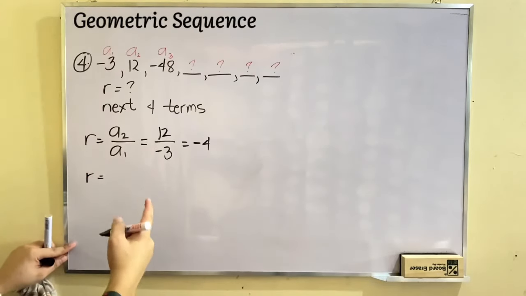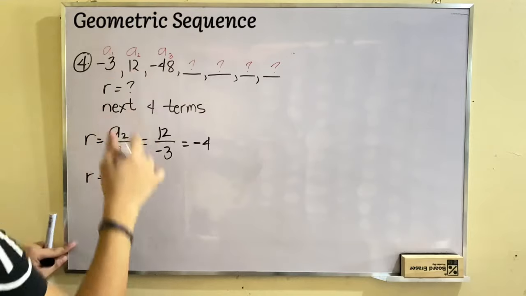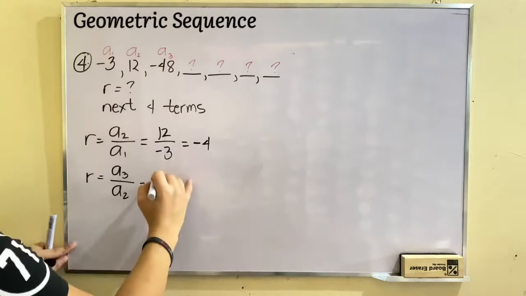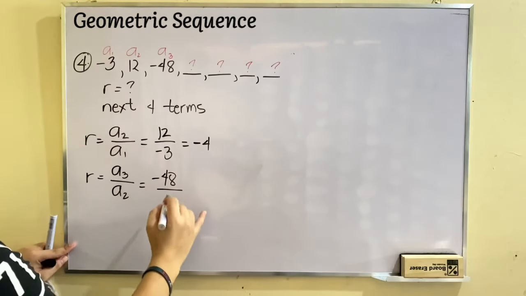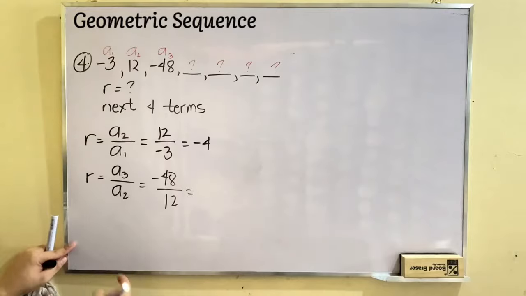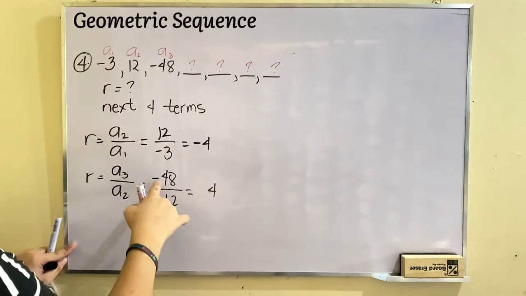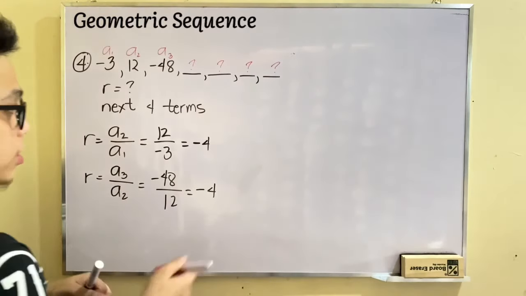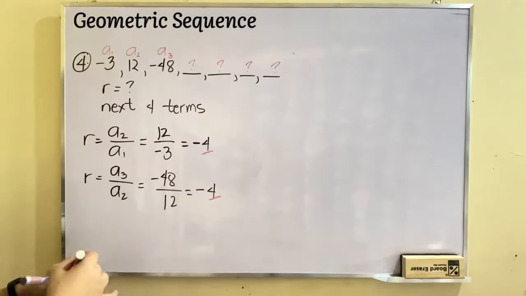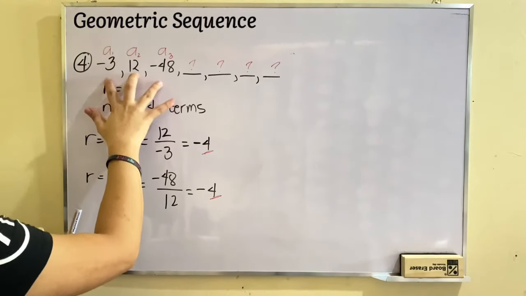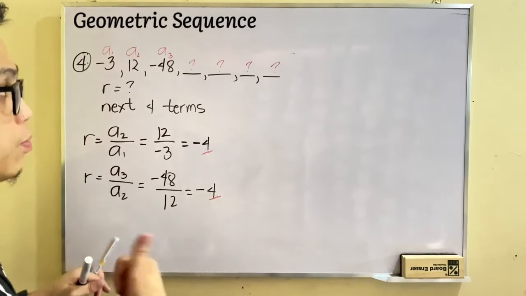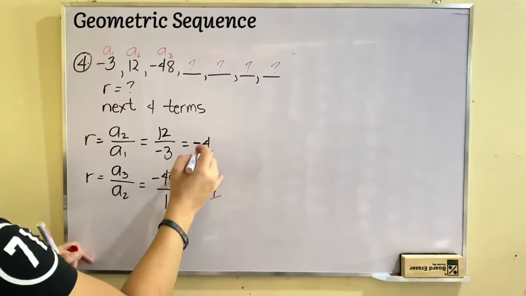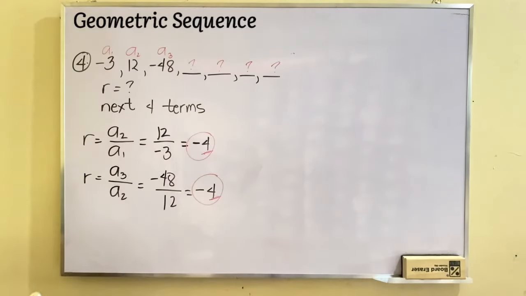Next, confirm natin kung parehas yung common ratio ng dalawa. A sub 3 divided by a sub 2. A sub 3 is negative 48 divided by 12. 48 divided by 12 is 4. Negative divided by positive is negative. So, common ratio is negative 4. Parehas lang siya. Therefore, this sequence is a geometric sequence or geometric progression. So, ratio natin is negative 4.